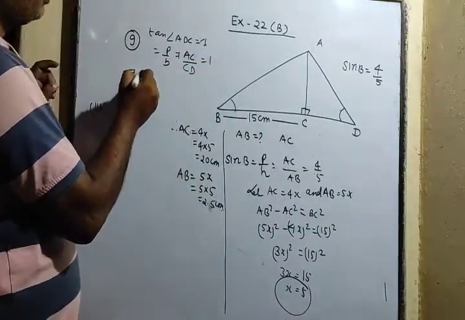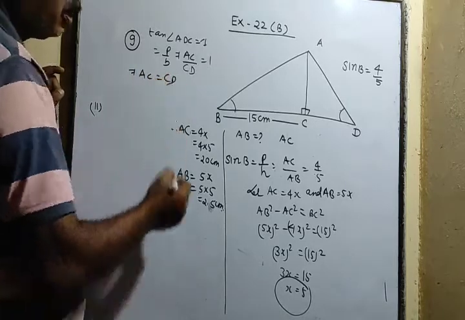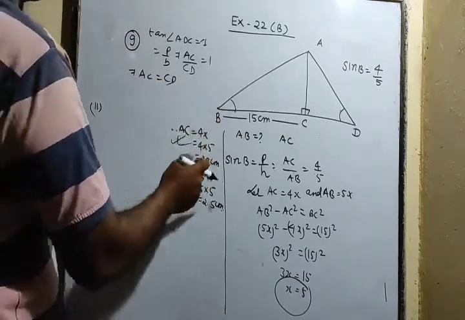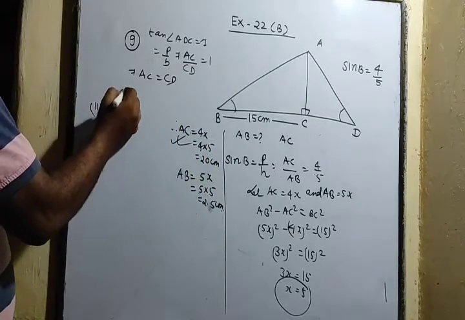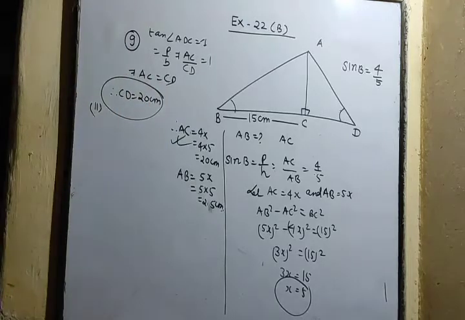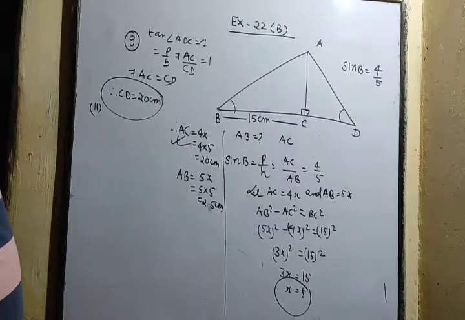So what will happen? AC will be equal to CD, and we have already calculated AC. AC is equal to how much? 20 centimeter. Hence CD will come out as 20 centimeter. One question has come. In the second part you have to find out AD.